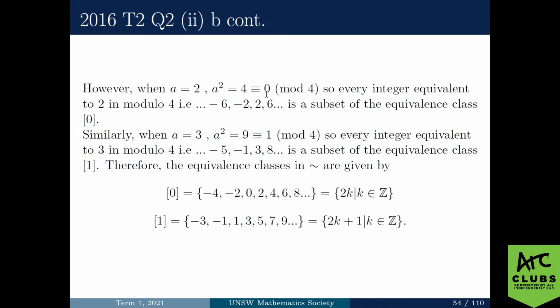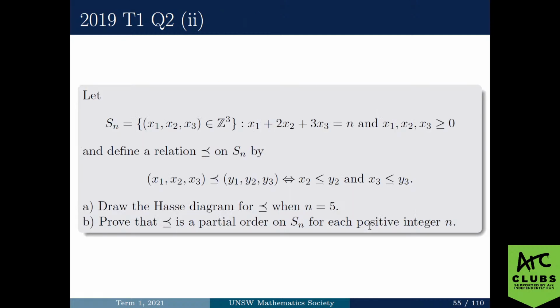where now the equivalence class of 0 will contain every integer that's equivalent to 2 or 0 in modulo 4. So that's basically all the even numbers, as you can see here. And similarly, 1 will contain all these numbers that we got from when a equals 1 and a equals 3, i.e. all the odd integers. Okay, so now we found our equivalence classes.